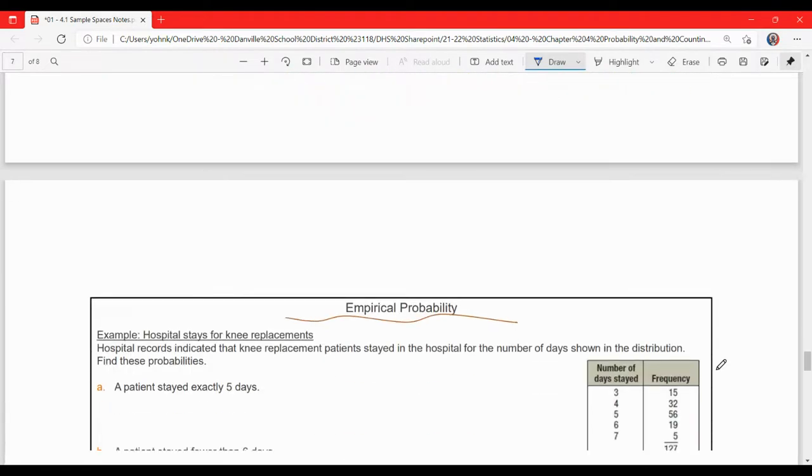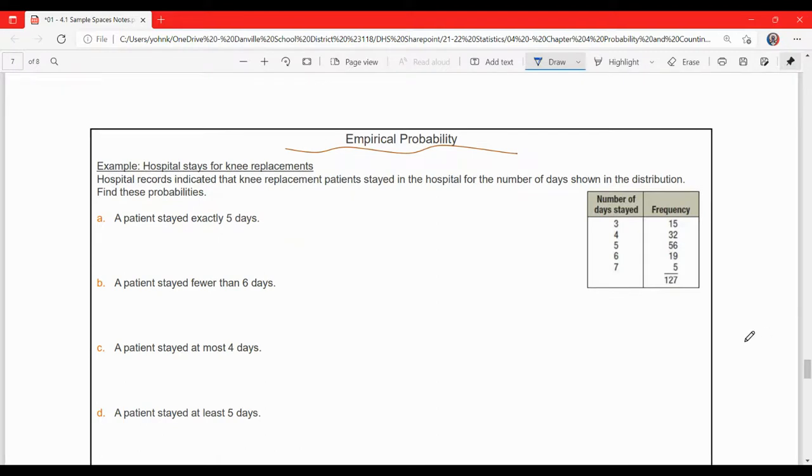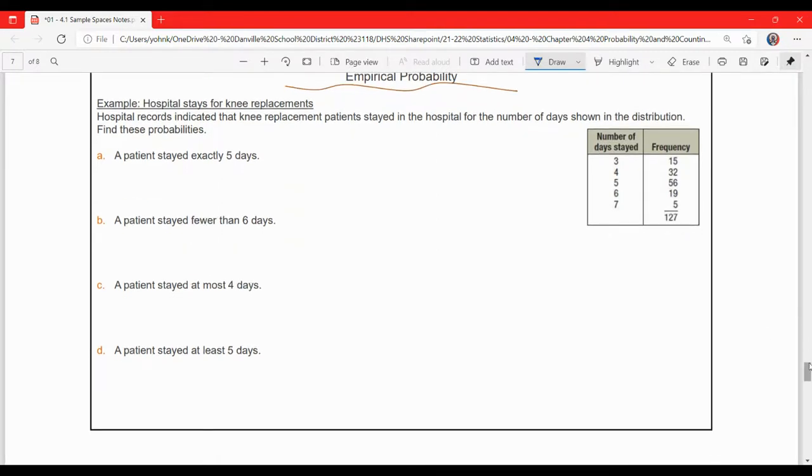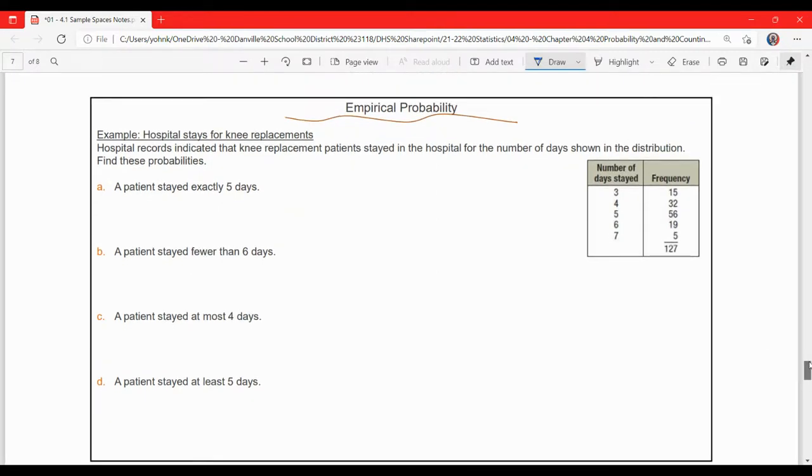All right, let's look at one more empirical probability. This one has to do with knee replacements. Hospital records indicated that knee replacement patients stayed in the hospital for the number of days shown in the distribution. Find these probabilities. If a patient stayed exactly 5 days, then I would want the 56. It's out of a total of 127. Doesn't simplify, 0.441.